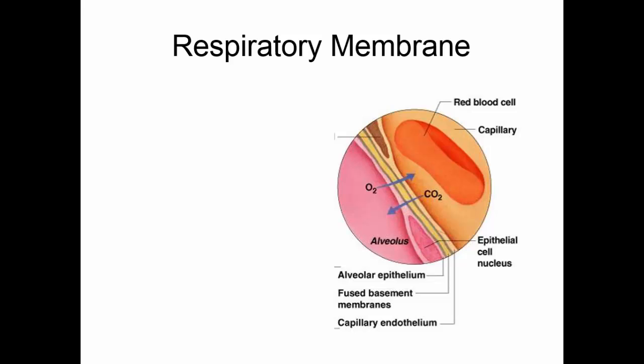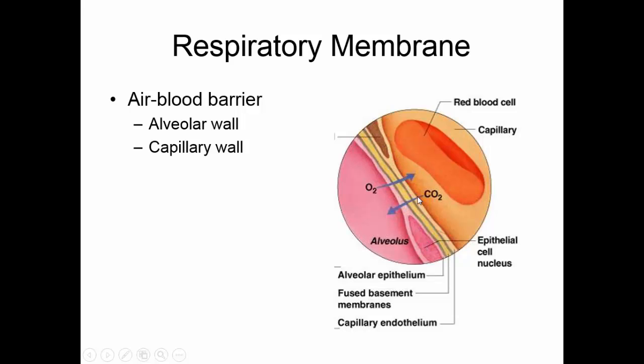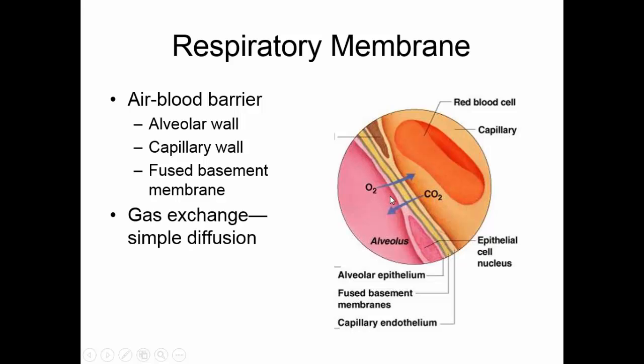The respiratory membrane is the air-blood barrier. It's only 2 cell layers thick. It has the cells of the alveolar wall, which are epithelial cells, and we have the endothelium of the capillaries. You'll remember that they're only 1 cell layer thick. The two share a basement membrane so that gases can move across the 2 cell layers in this very thin basement membrane.